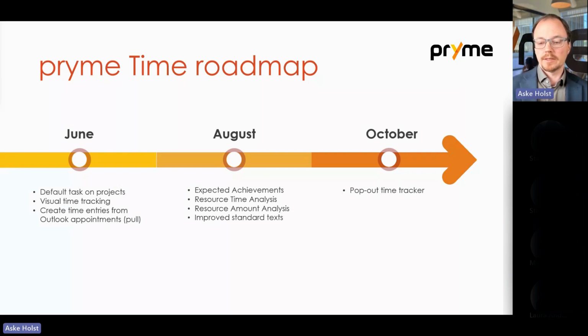After the summer, at the end of summer in August, we want to expand on the reporting story. So some more stories around expected achievements, what degree of client time, how much is the utilization, etc. do we expect from people, and then of course being able to analyze that both on a time analysis basis, but also on a monetary basis, looking at the amount. We also want to improve the standard text experience. There are some tweaks we can do there to make it even more efficient.